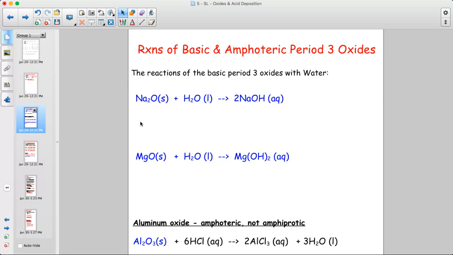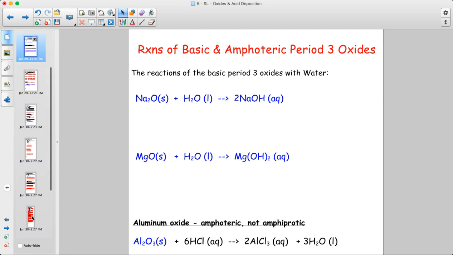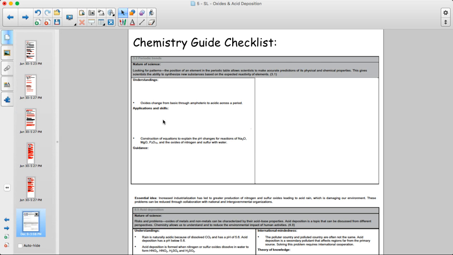So the reactions of some of these oxides with water, if we skip ahead and I show you the syllabus, it says oxides change from basic through amphoteric to acidic across a period. That's the understanding to take away. And you should be able to construct equations to explain the pH changes for reactions of sodium oxide, magnesium oxide, phosphorus oxide, and the oxides of nitrogen and sulfur with water.